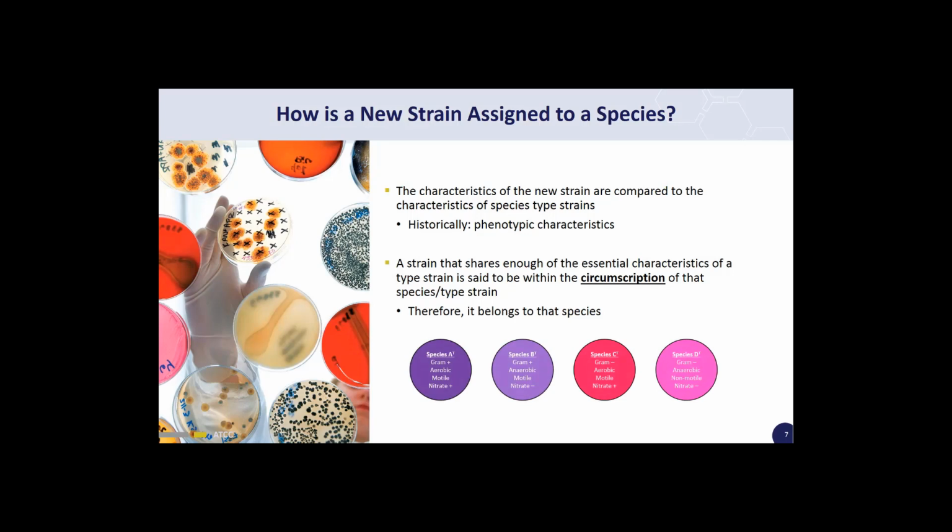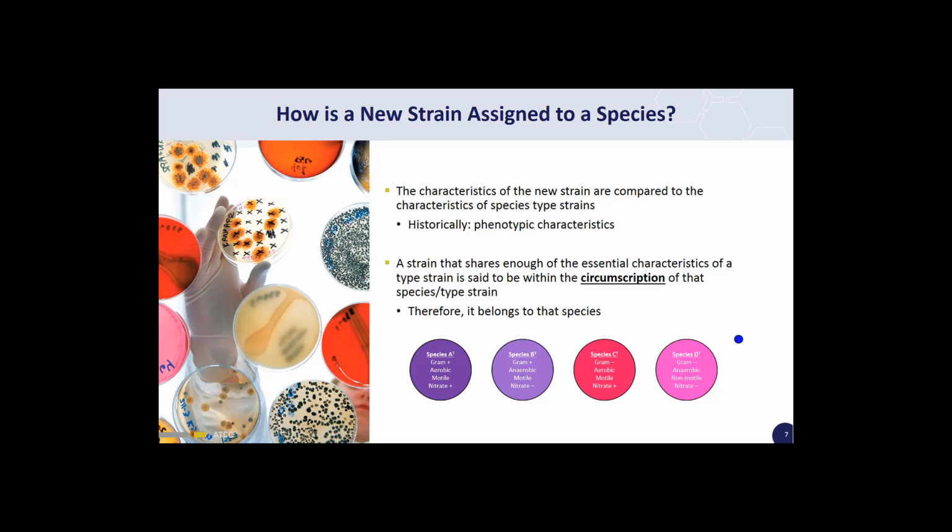As a very oversimplified example, let us imagine that we have 4 type strains of 4 different species. Species A, B, C, and D. Each of these vary in some combination across 4 different characteristics: gram stain, atmospheric tolerance, motility, and nitrate reduction.